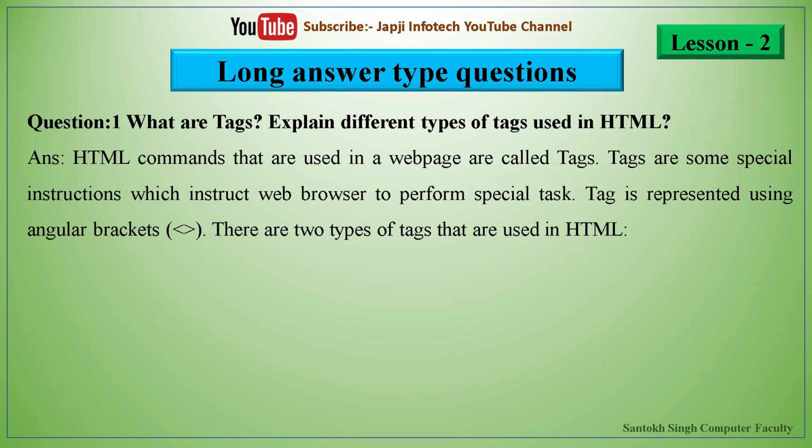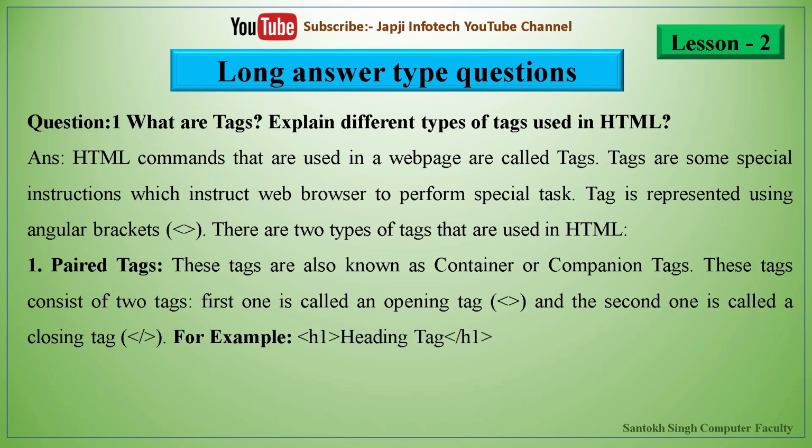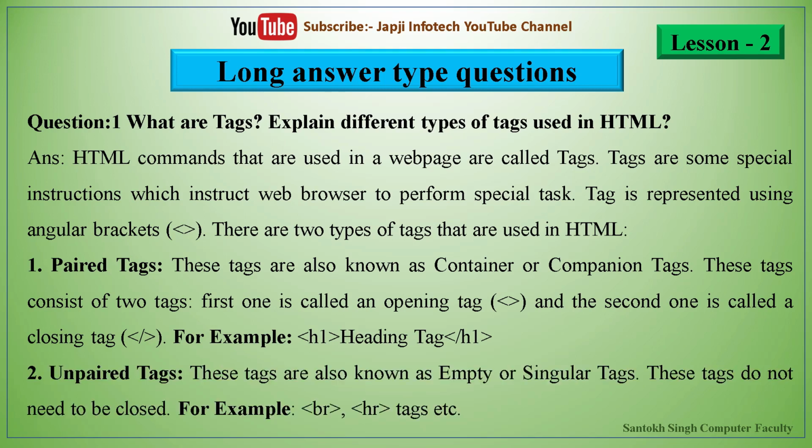There are two types of tags that are used in HTML. The first one is the pair tag. These tags are also known as container or companion tags. These tags consist of two tags: the first one is called an opening tag and the second one is called a closing tag. For example, left angle bracket h1, right angle bracket, heading, and then left angle bracket forward slash h1, right angle bracket. So here the h1 tag is called the opening tag and the forward slash h1 tag is called the closing tag.